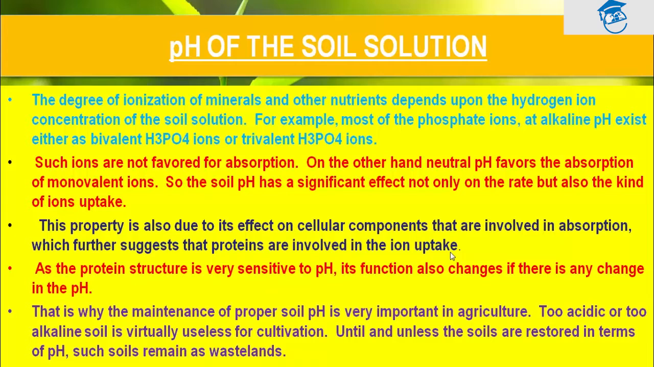That is why maintenance of proper soil pH is very important in agriculture, because neutral pH favors the absorption of monovalent ions. So you have to maintain that pH in agriculture. Too acidic or too alkaline soil is virtually useless for cultivation until and unless soils are restored in terms of pH. Such soils remain as wastelands.